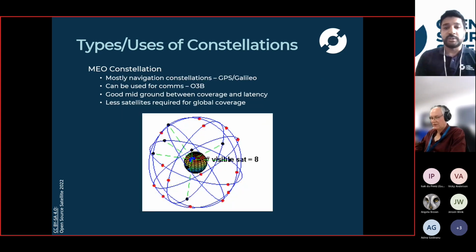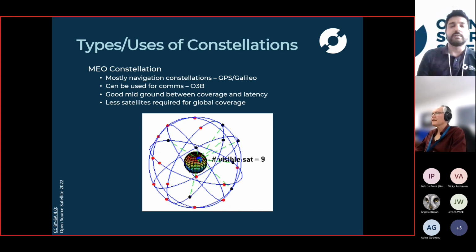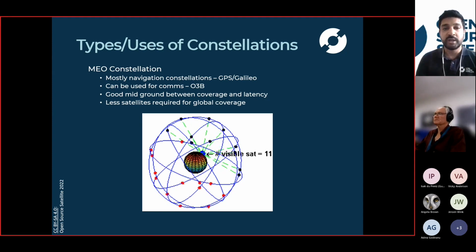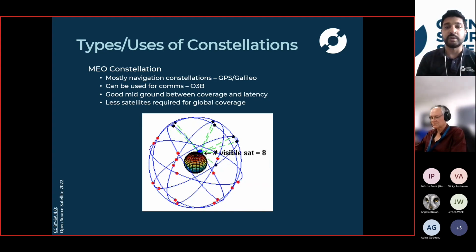Another type of constellation is the medium Earth orbit constellation. That's looking at satellites in the medium Earth orbit altitude range, and typically we use that for GPS and navigation constellations, such as GPS and Galileo. But they can also be used for comms, such as O3b.